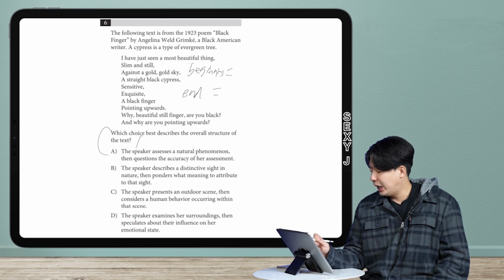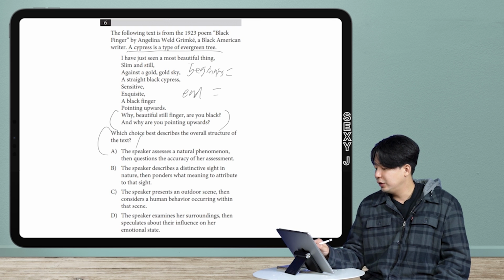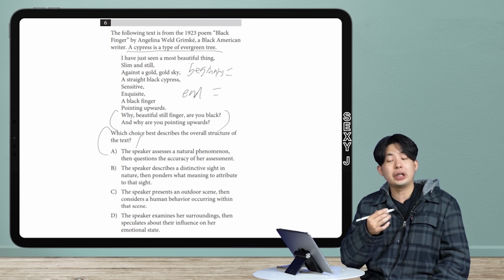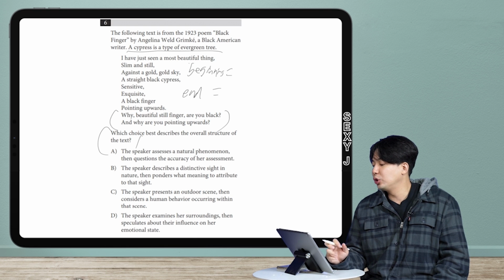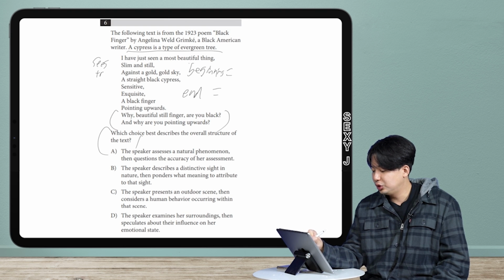So we have a Black American writer, and we are talking about a tree, okay? And the fact that she is a Black American writer is important because we have this discussion at the end, but we'll get to that. I have just seen a most beautiful thing. Okay, so, slim and still against the gold sky, a straight black cypress. Okay, so she sees a tree.